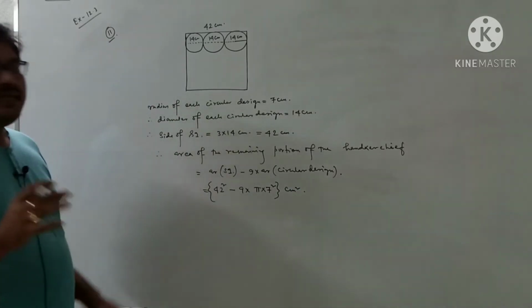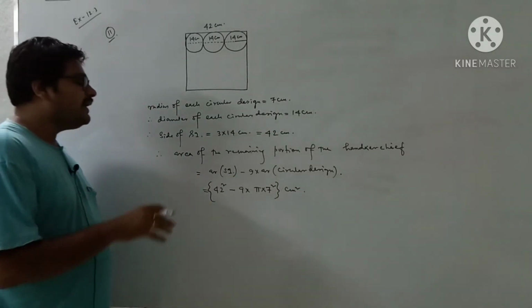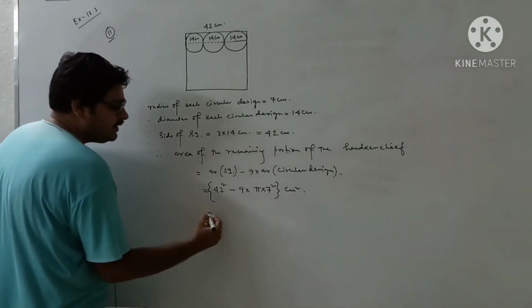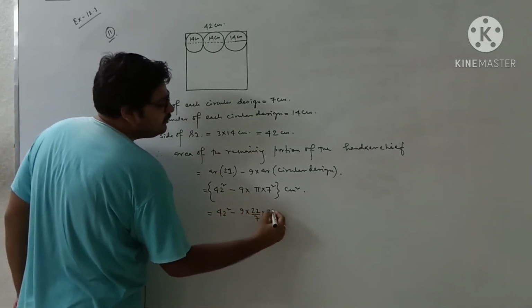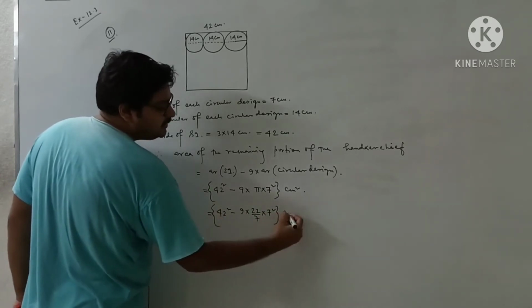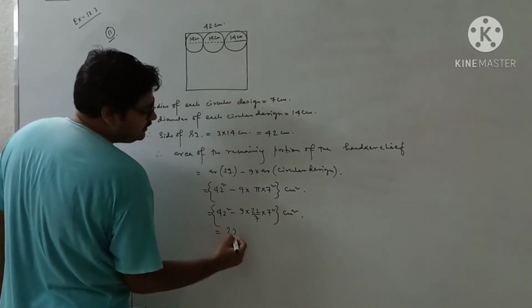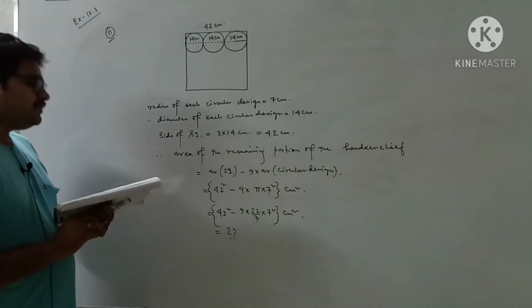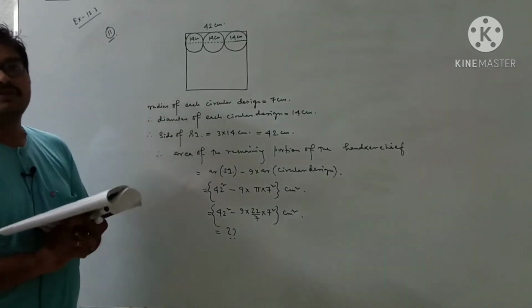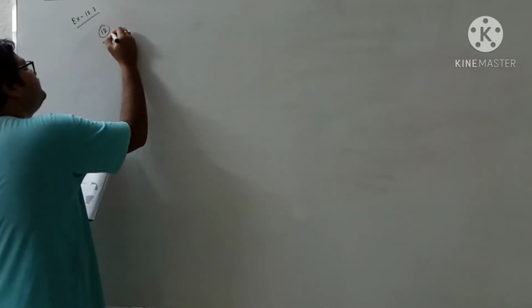I think no value of pi has been given in the question, so you can put pi equal to 22/7, and after that I think you can complete the calculation to find out the final answer. So do the remaining portion yourself. Okay. Now I move to the next question, that is question number 12.